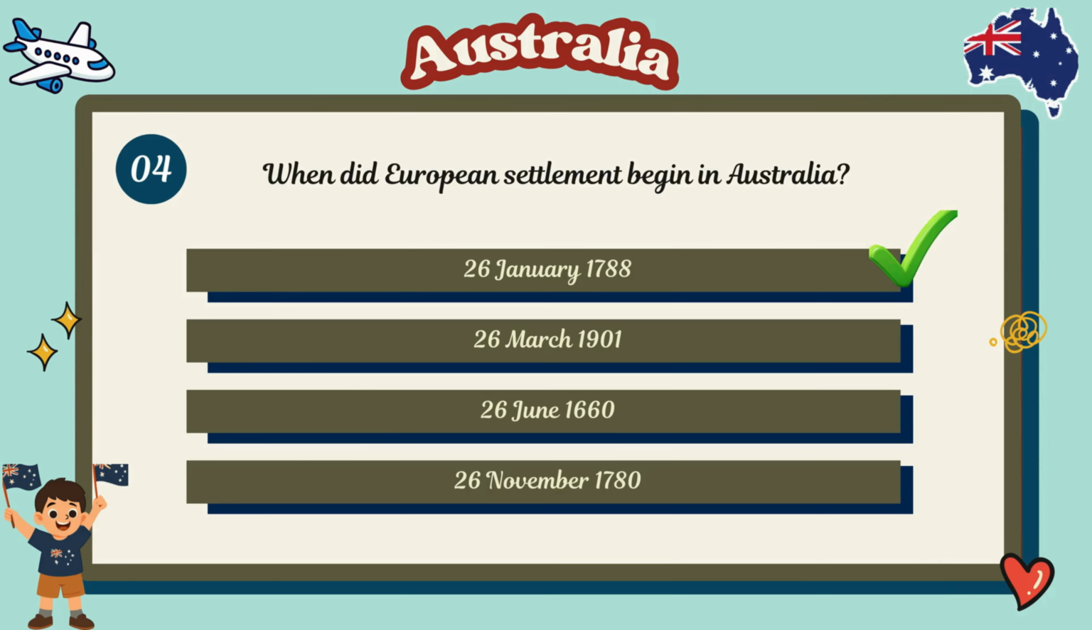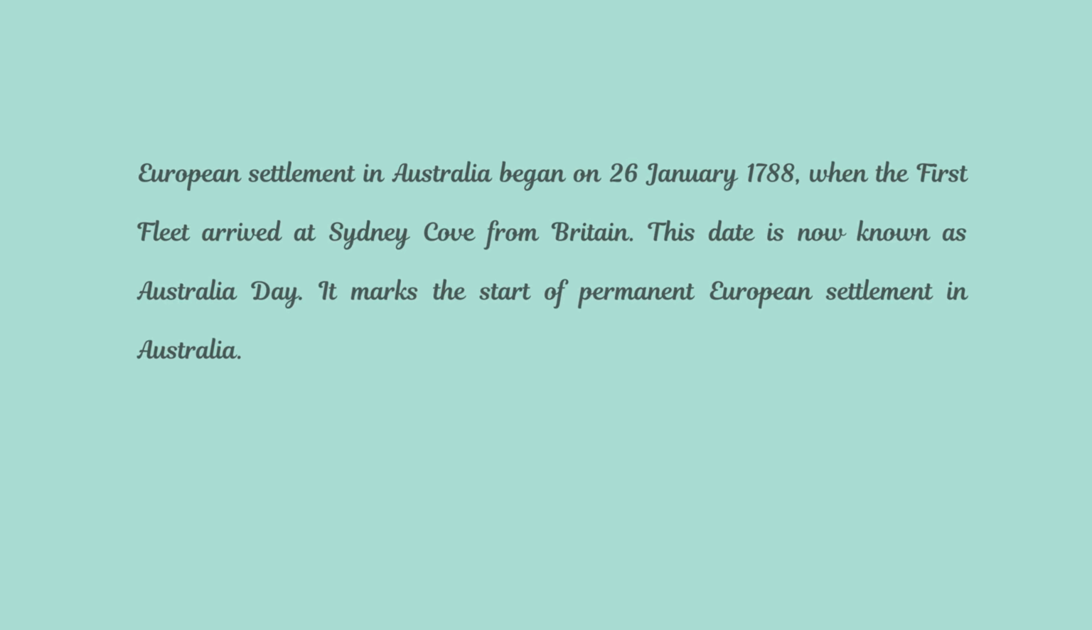Correct answer A. 26th of January 1788. European settlement in Australia began on the 26th of January 1788, when the First Fleet arrived at Sydney Cove from Britain. This date is now known as Australia Day. It marks the start of permanent European settlement in Australia.